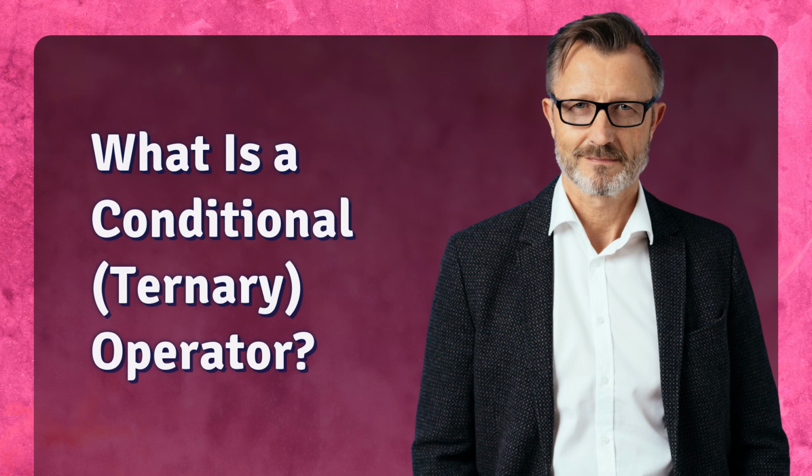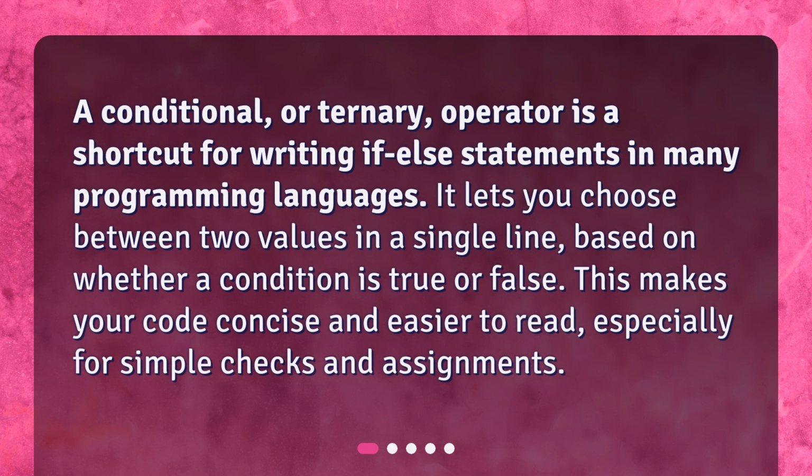What is a conditional ternary operator? A conditional or ternary operator is a shortcut for writing if-else statements in many programming languages. It lets you choose between two values in a single line based on whether a condition is true or false. This makes your code concise and easier to read, especially for simple checks and assignments.